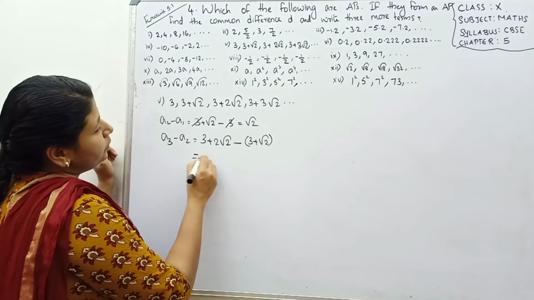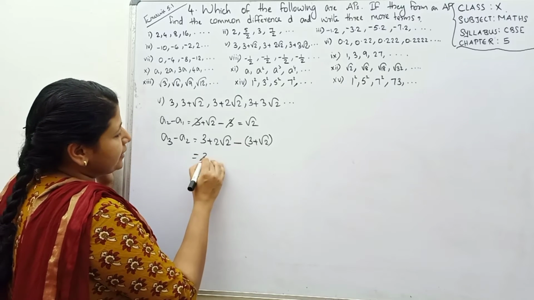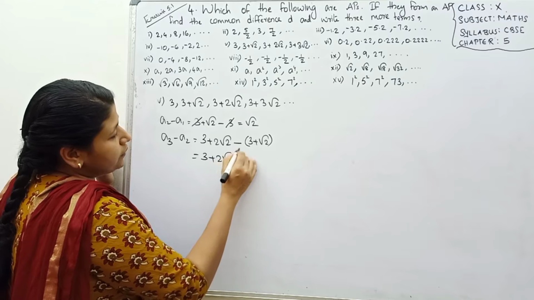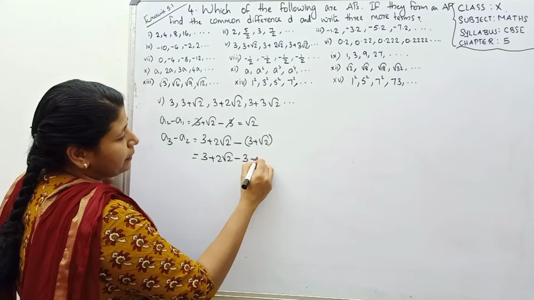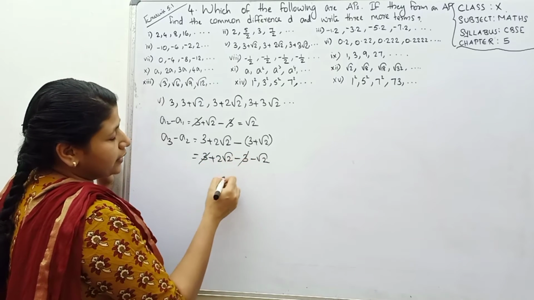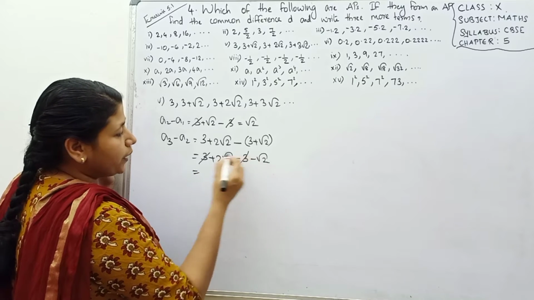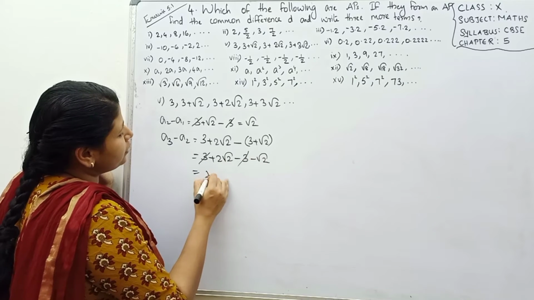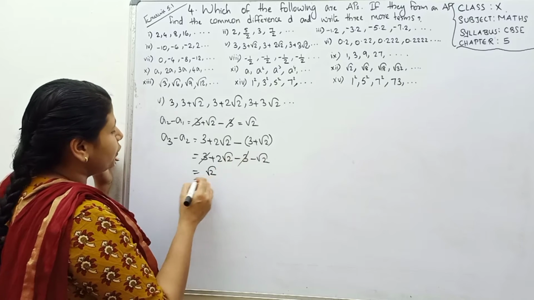Now just open the bracket. 3 plus 2 root 2, this will be minus 3 then minus root 2. 3 and negative 3 get cancelled. Then 2 root 2 minus root 2 is 1 root 2. That is root 2 itself. Again you got root 2.